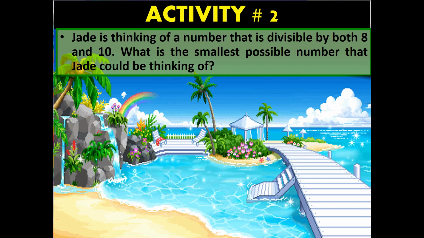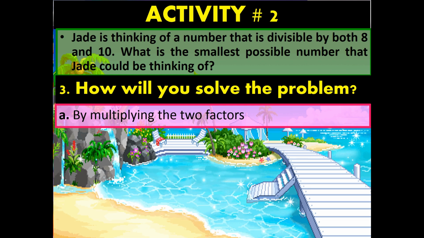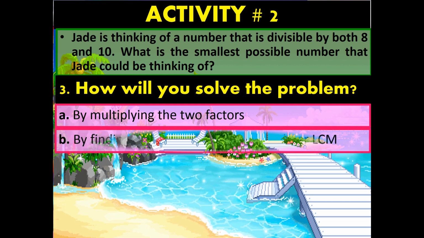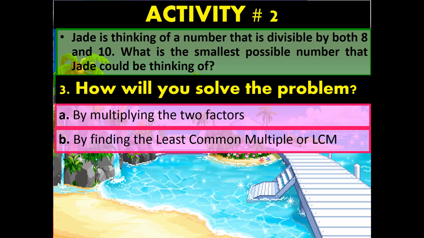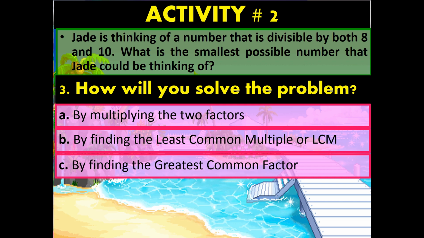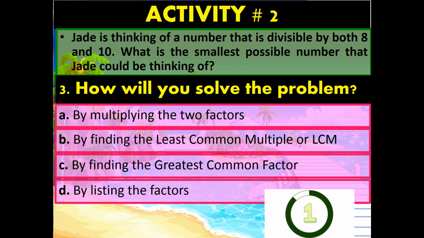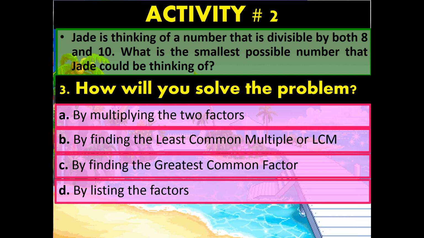Question number 3. How will you solve the problem? A. By multiplying the two factors. B. By finding the least common multiple or LCM. C. By finding the greatest common factor. D. By listing the factors. The answer is letter B, by finding the LCM.